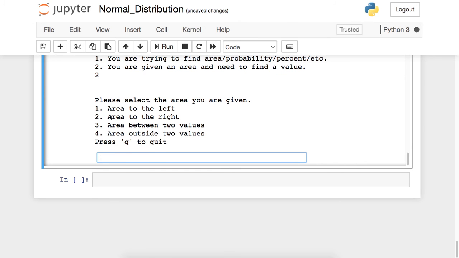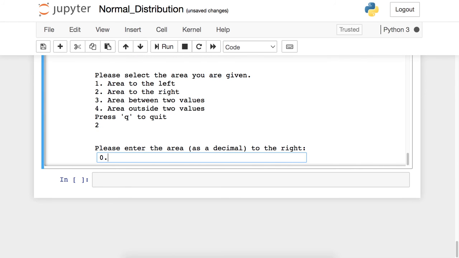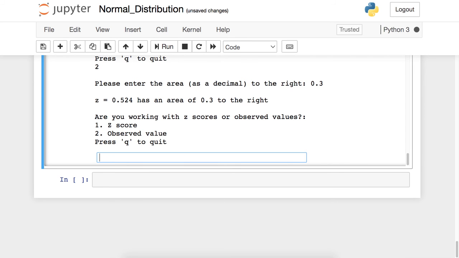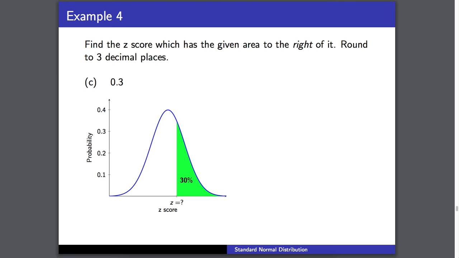And this time it's the area to the right, so we're going to select option 2 this time and enter in 0.3. If you accidentally entered area to the left, instead of 0.3 you would use 0.7, the complement. So here we have a z-score of about 0.524. So a z-score of about 0.524 has an area of 30% to the right of it.